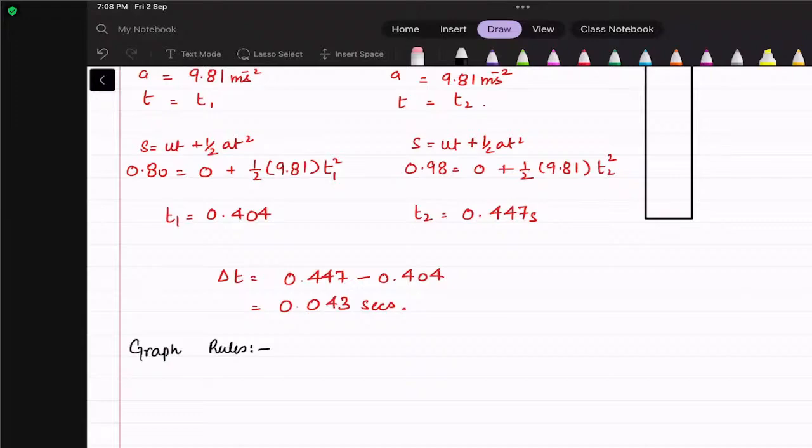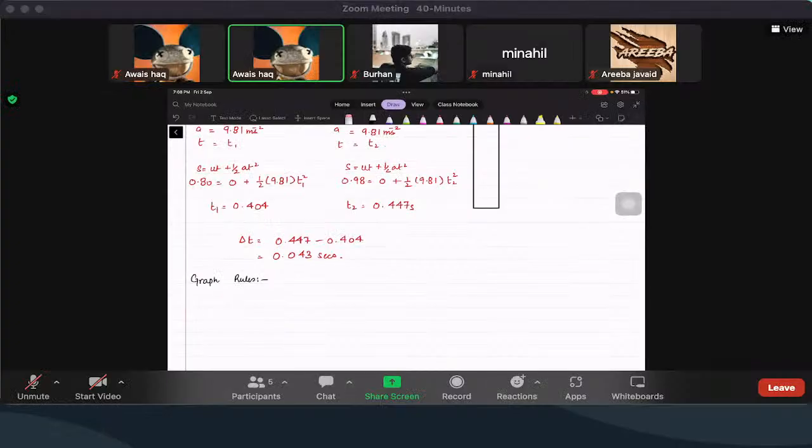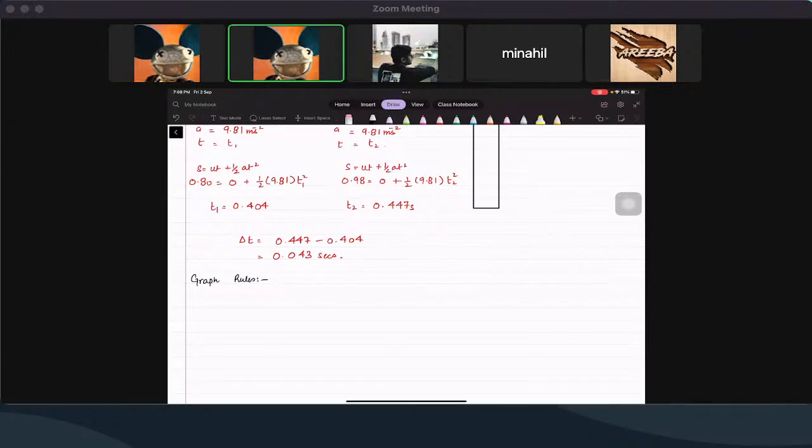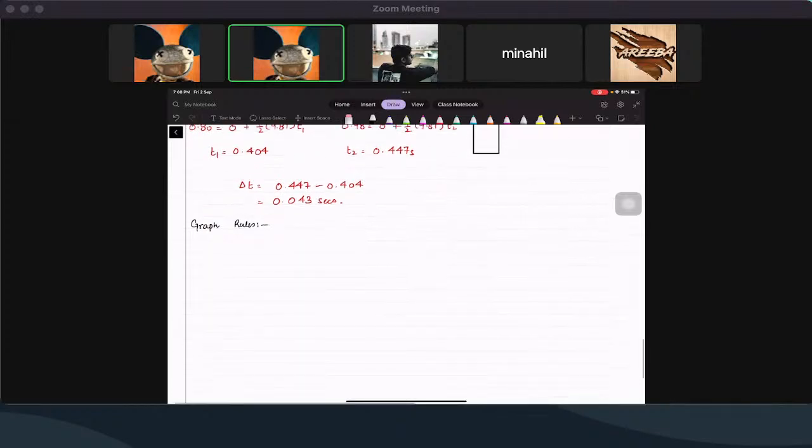Okay, sorry about that. Now, when you see a line like this, which is going upwards, this means this line has a positive gradient. Gradient and slope is the same thing in math. And if you see a line going down, it means it has a negative gradient.